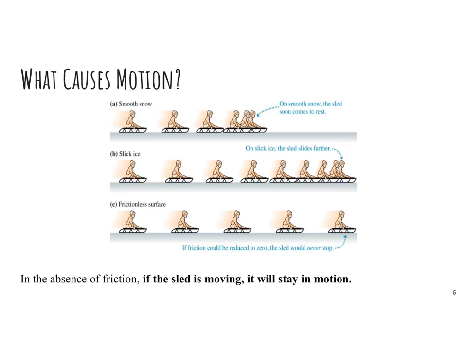And if friction could be reduced to zero, the sled would just keep going and going and going and never stop. So in the absence of friction, if the sled is in motion, it will stay in motion. And that'll actually bring us to Newton's first law.